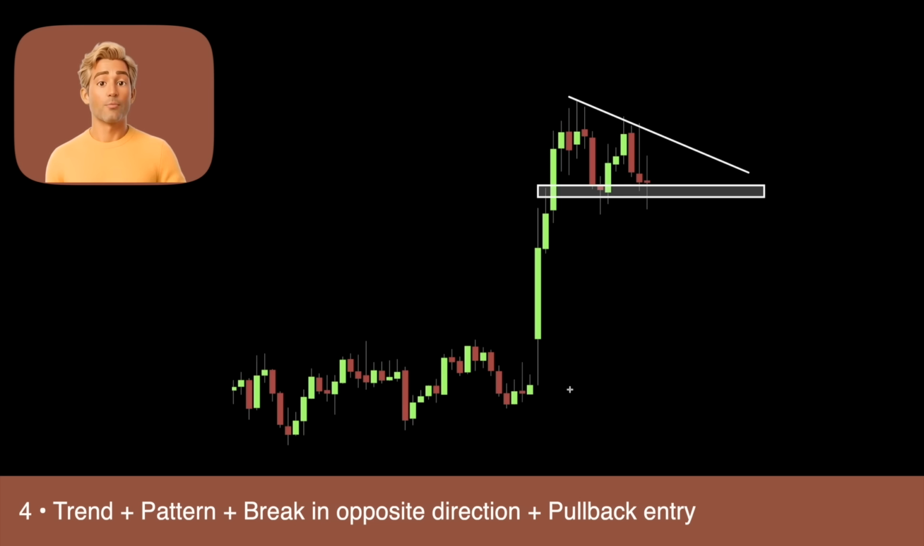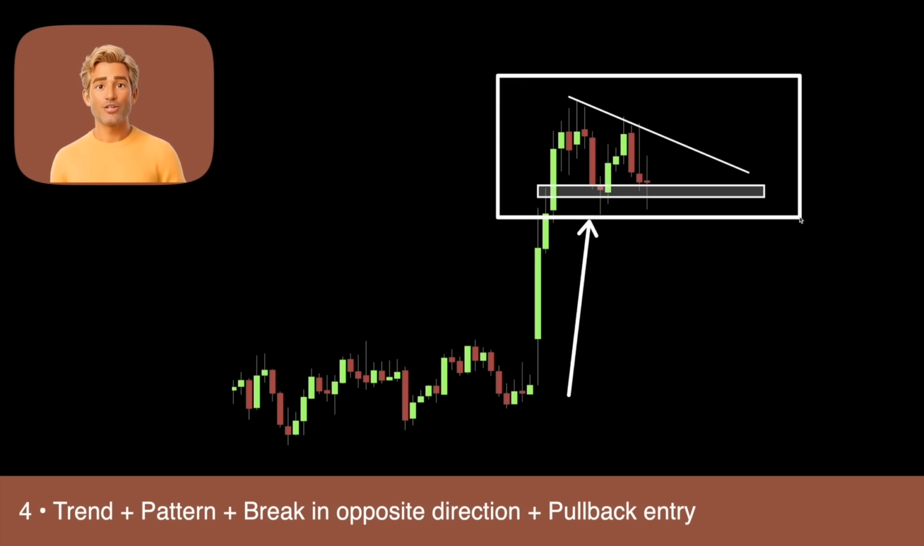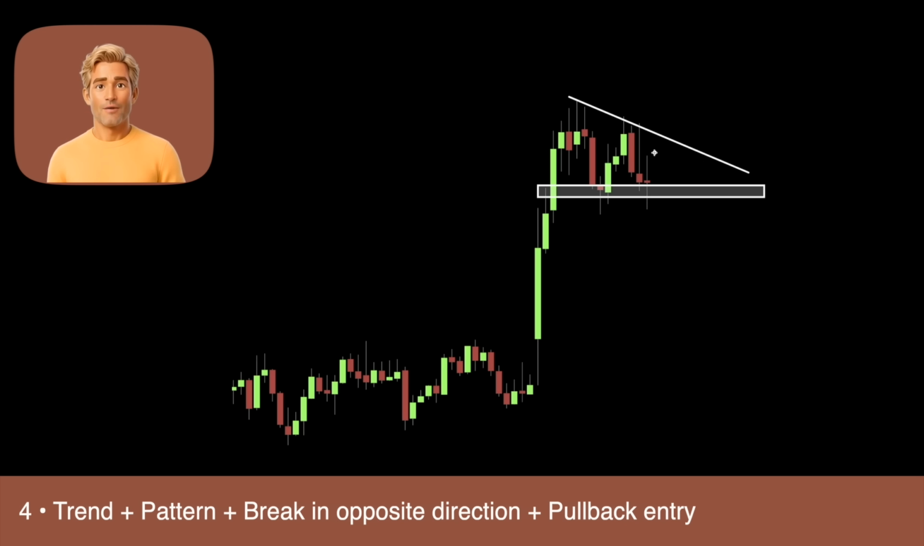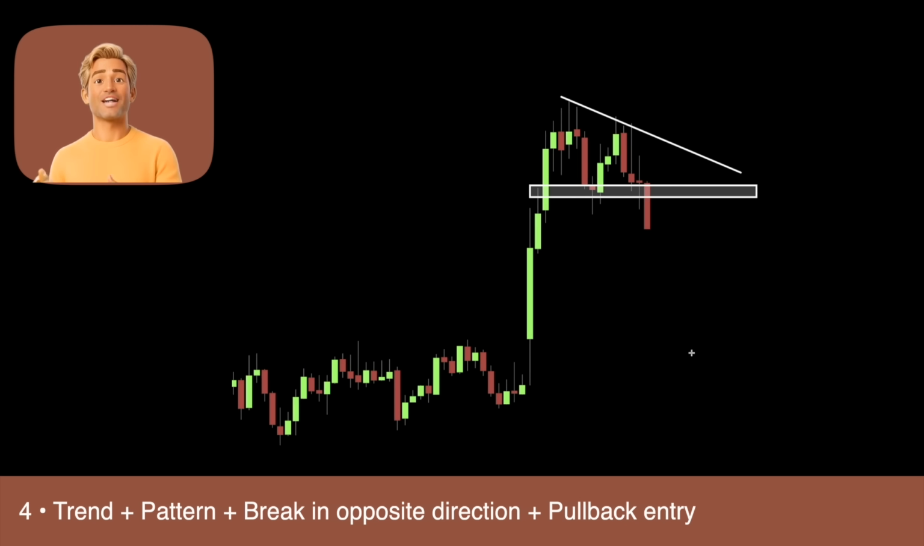For example, the price is moving in an uptrend with a descending triangle forming. Usually you would expect the trend to continue, but in this case, the price breaks in the opposite direction. It signals a potential reversal from an uptrend to a downtrend. At this point, more aggressive traders might immediately take a short entry at the breakout. But if you prefer a more secure approach, you would wait for the price to pull back to the new resistance level, which used to be the lower boundary of the triangle.